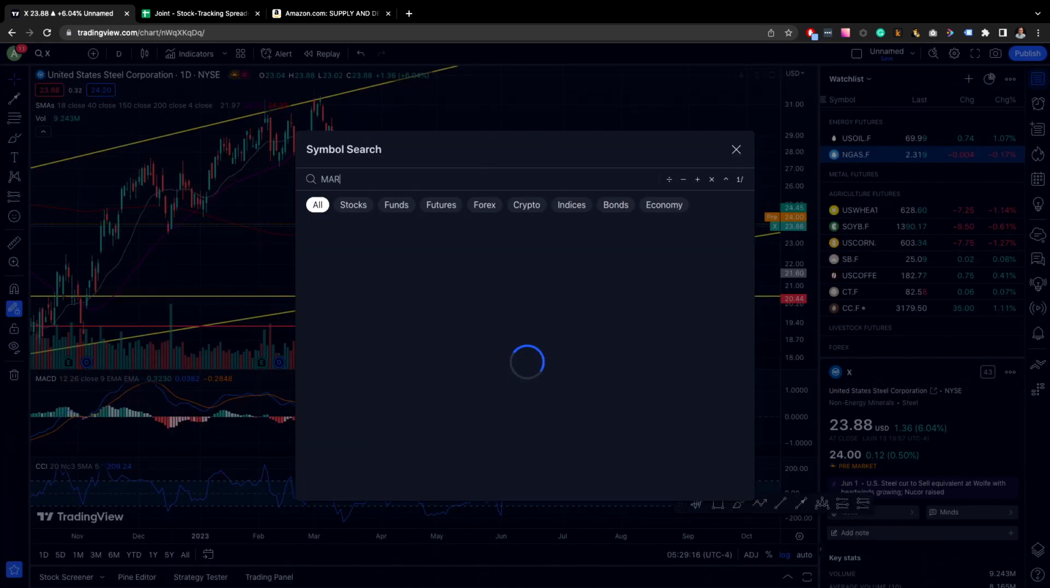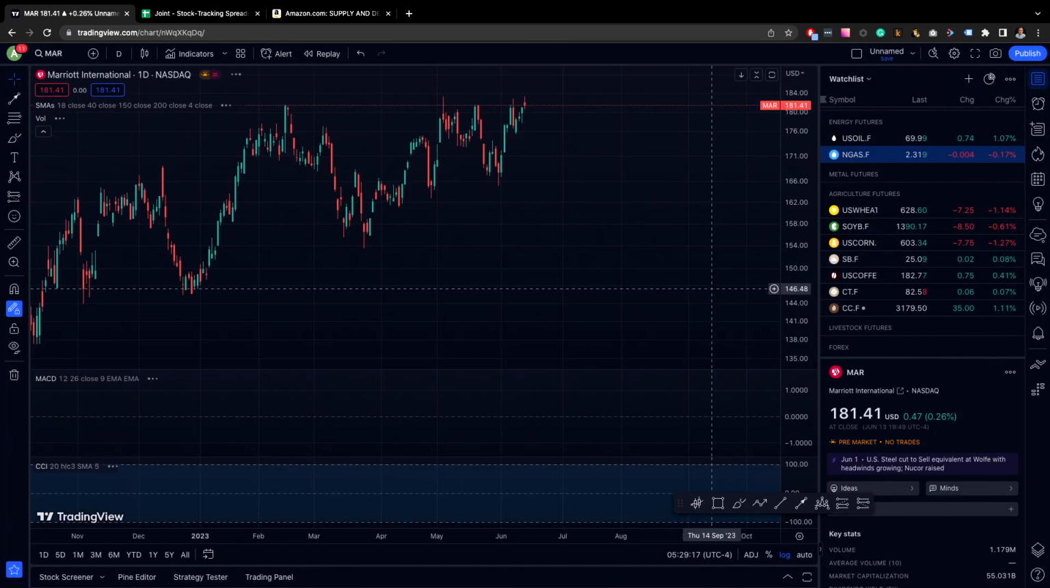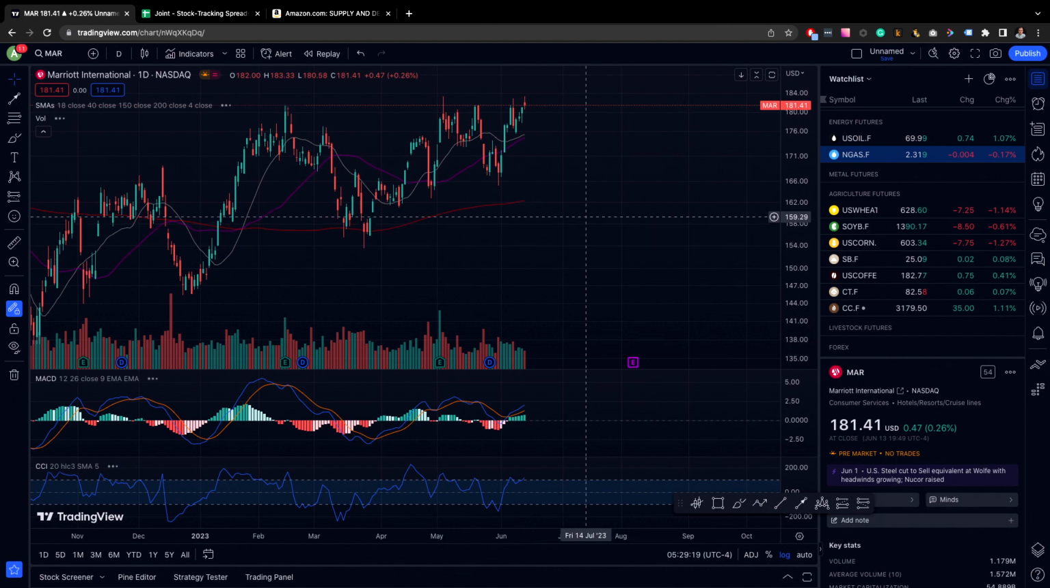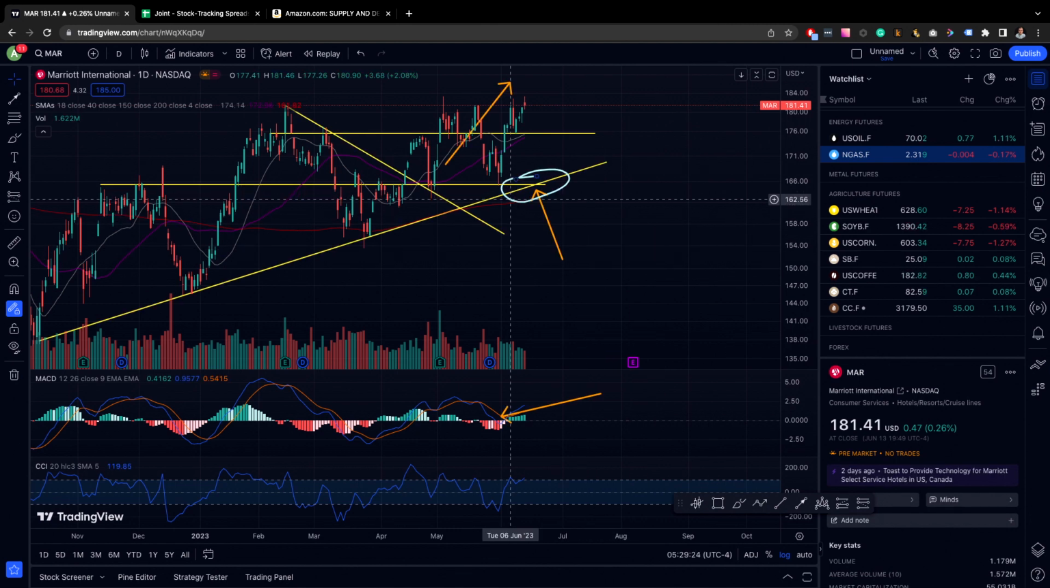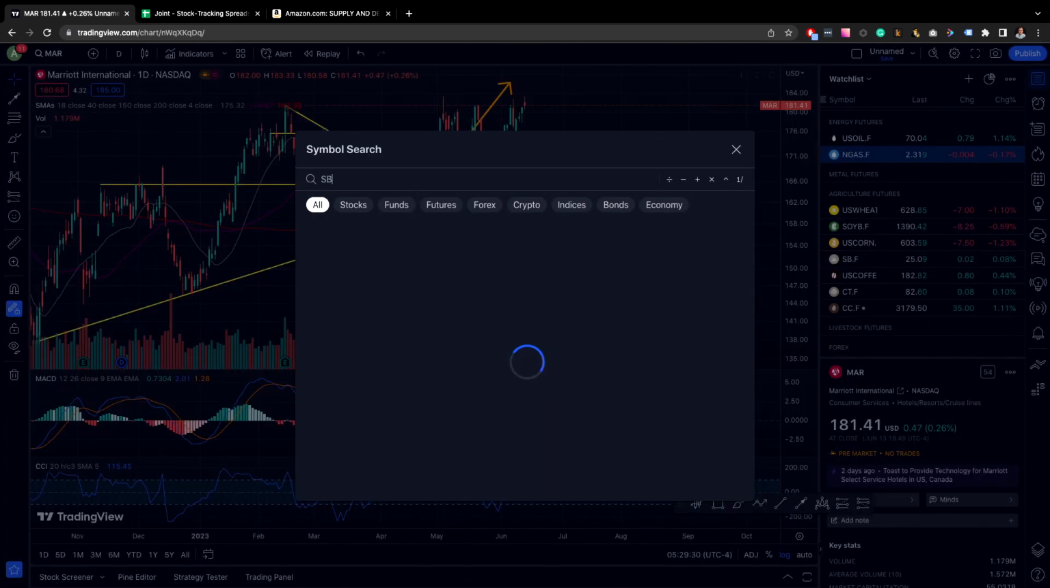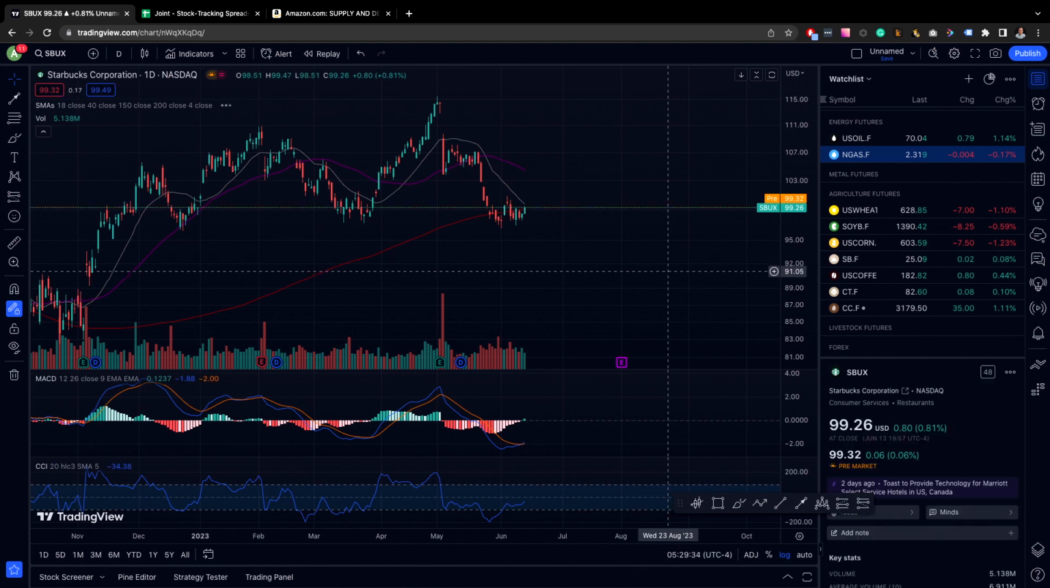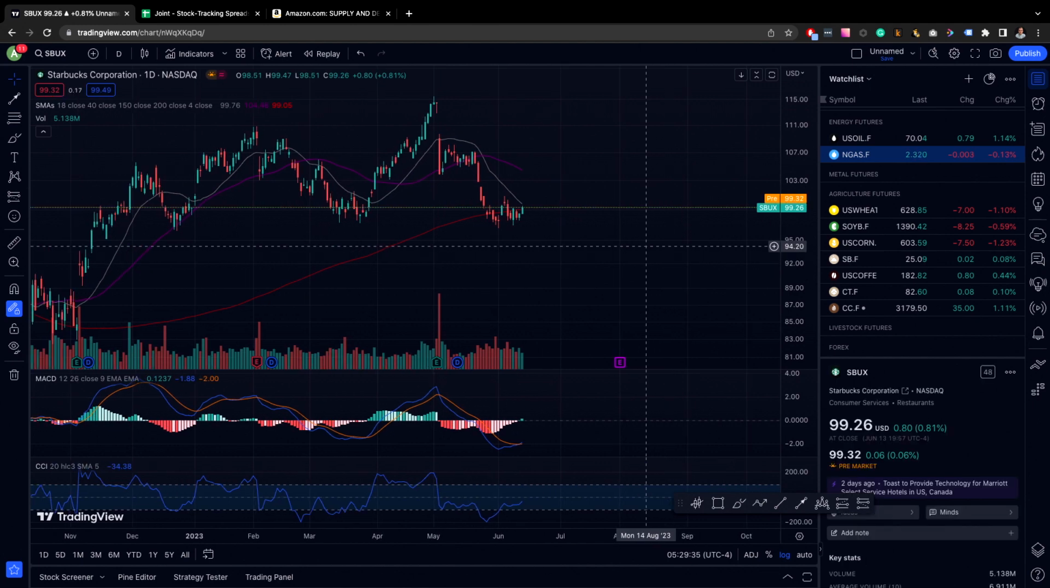We took profits on Marriott after it retraced back into this circle that we have drawn a couple of weeks ago. It retraced back, we took the trade, and now we took profits here as well. And we also are in the trade for Starbucks right now. Obviously, this is still a bit of a ways to go.